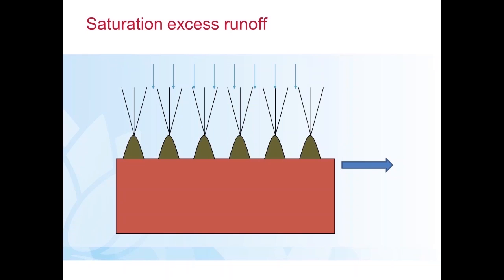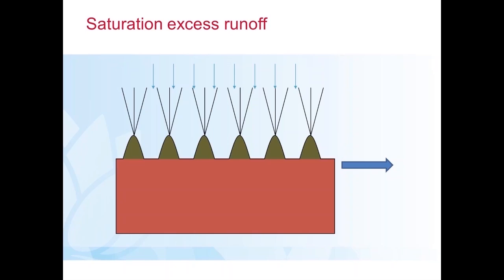The rainfall excess is sometimes referred to as Hortonian flow, named after an American hydrologist who initially described that phenomenon back in the late 30s. Saturation excess is usually just called saturation excess. So they're the two types of runoff processes.